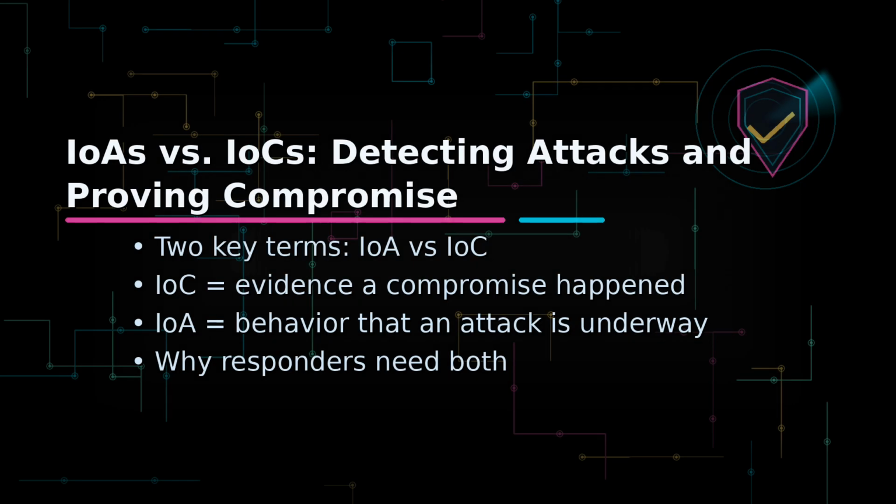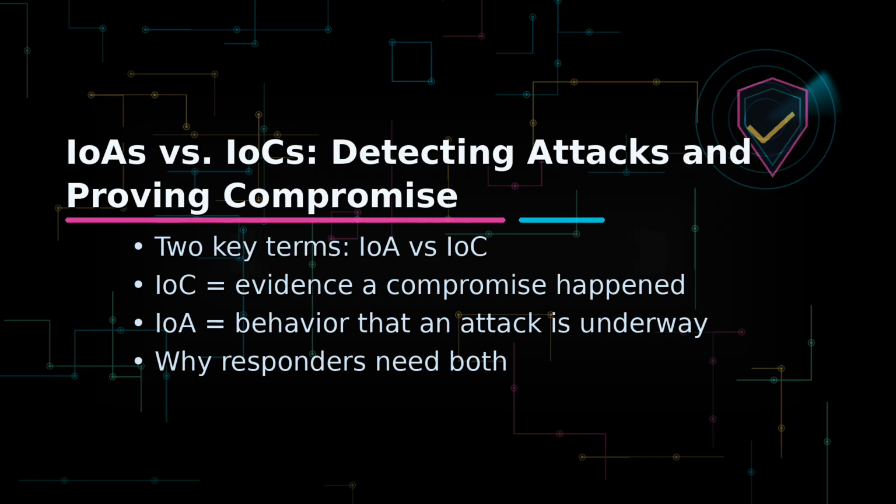In this lesson, we're going to clear up two terms you'll hear constantly in security operations: indicators of compromise, or IoCs, and indicators of attack, or IoAs. Think of them as two kinds of clues. IoCs are the digital evidence that something bad already happened, breadcrumbs left behind after compromise. IoAs are the behaviors that suggest an attack is underway or about to succeed, more like catching the burglar while they're still in the house.